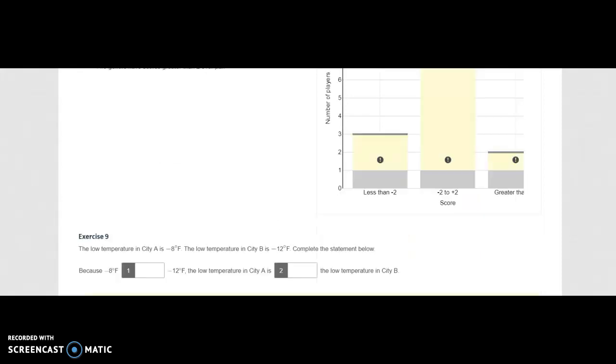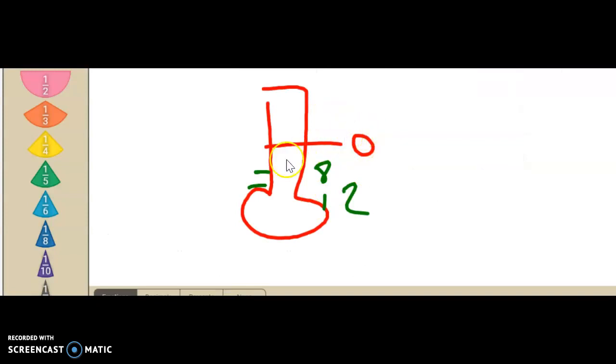Now we're going to move down. The low temperature in city A is -8. The low temperature in city B is -12. Complete the statement below. Because -8 is, what would we say, greater than or less than? Of course, it's greater than -12. The lowest temperature in city A is warmer than the temperature in city B. So here's our 0, here's -8, and below that would be -12. Again, -8 is going to be closer to 0 than -12, so -8 is going to be warmer.